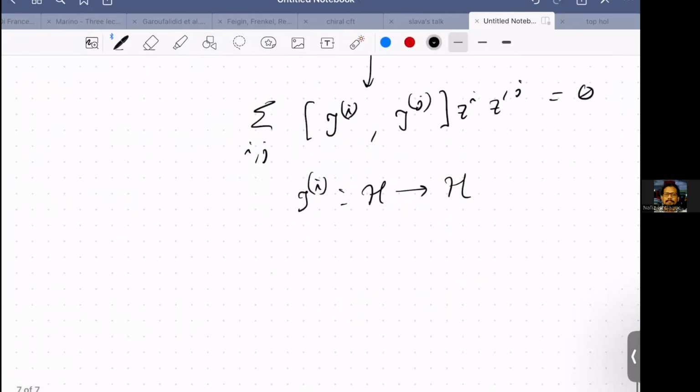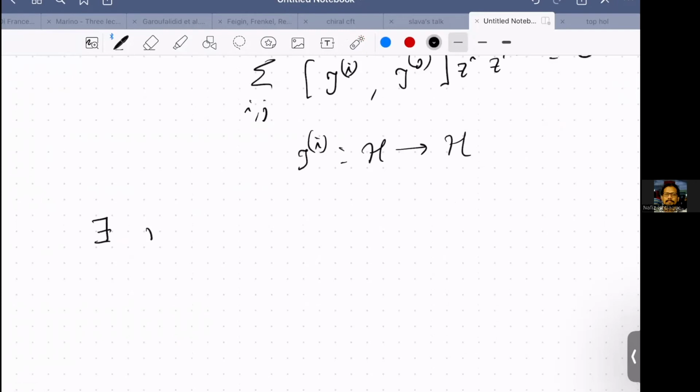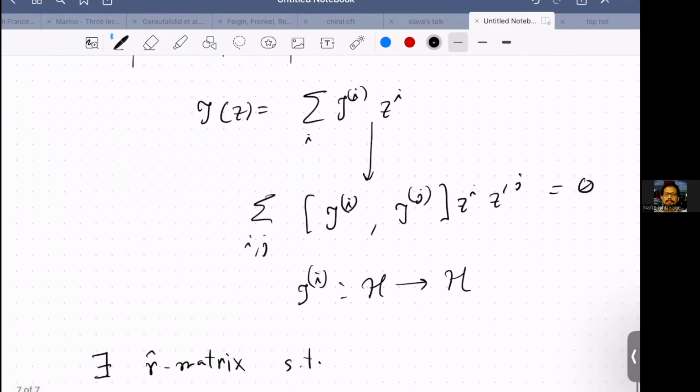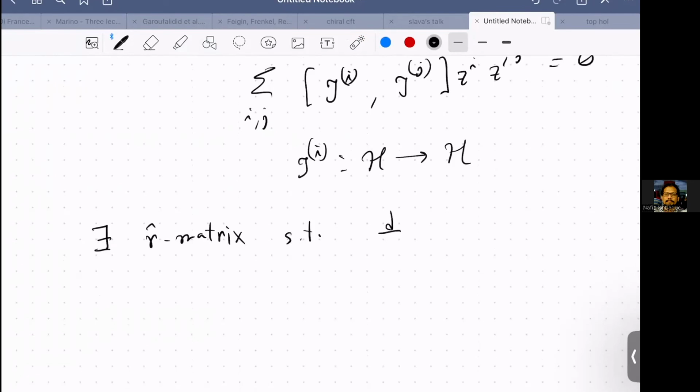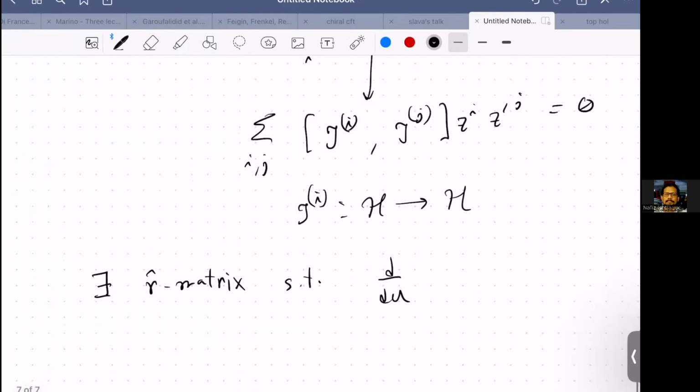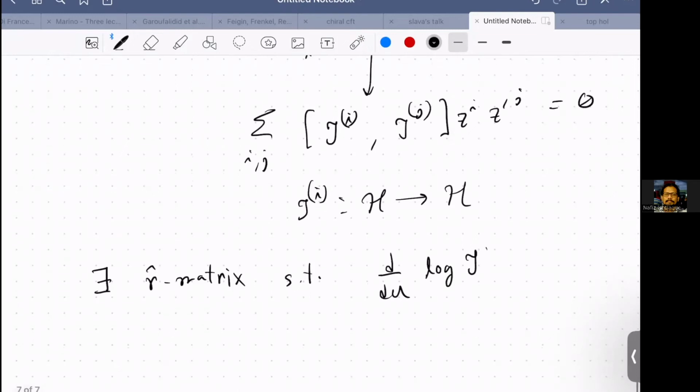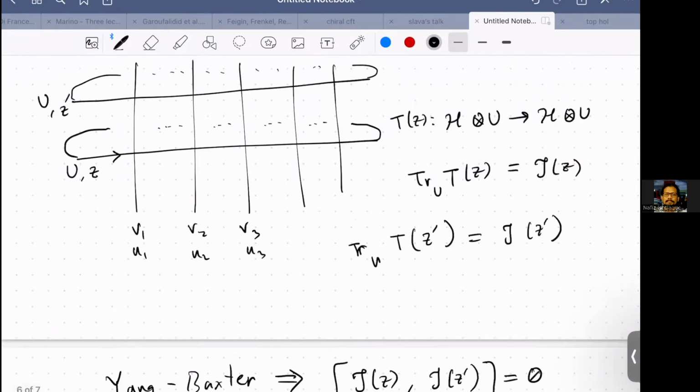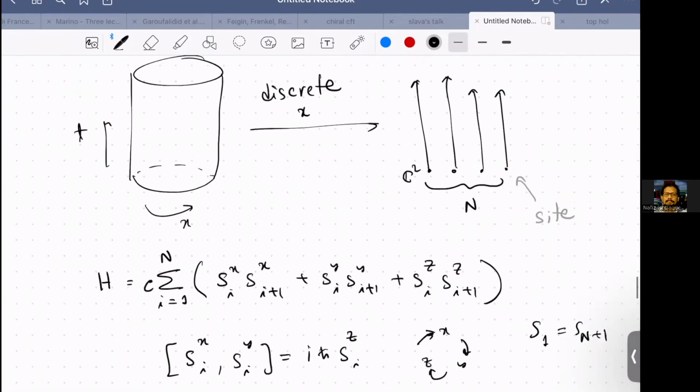So now the physical part. There exists an R matrix, a quantum R matrix, such that if you take the derivative of, well, this will sound weird, but if you take the derivative of your transfer matrix with respect to the spectral parameter and set the spectral parameter to 0, you will recover the Hamiltonian of your spin chain.